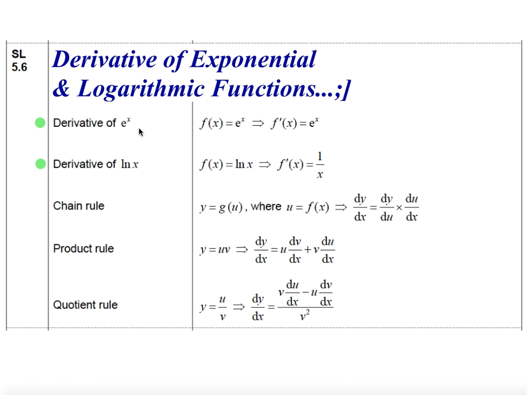The derivative of e to the x from your formula booklet looks pretty straightforward. It's just itself. And the derivative of ln x is 1 over x. We'll take a closer look at each of those and then apply some chain rule, product rule, quotient rule examples.